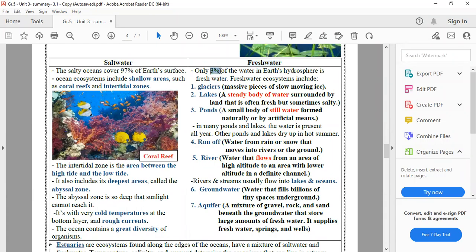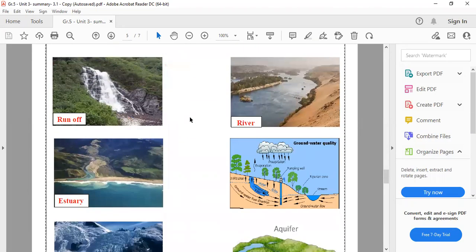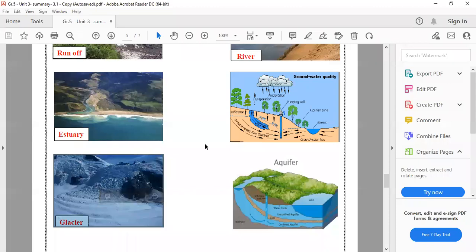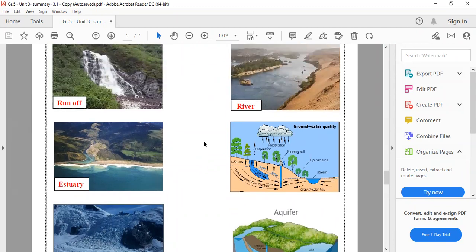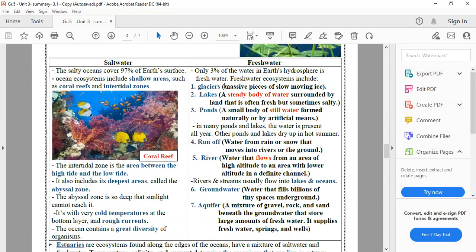Only 3%, as we said, of the water on Earth is fresh water. The freshwater ecosystems include, number one, glaciers. Look at this picture right here. You must have seen this before on the National Geographic Channel or Animal Planet: the huge icebergs, or huge pieces of ice, floating at the North Pole and the South Pole, right? These are called glaciers, massive pieces of slow-moving ice.